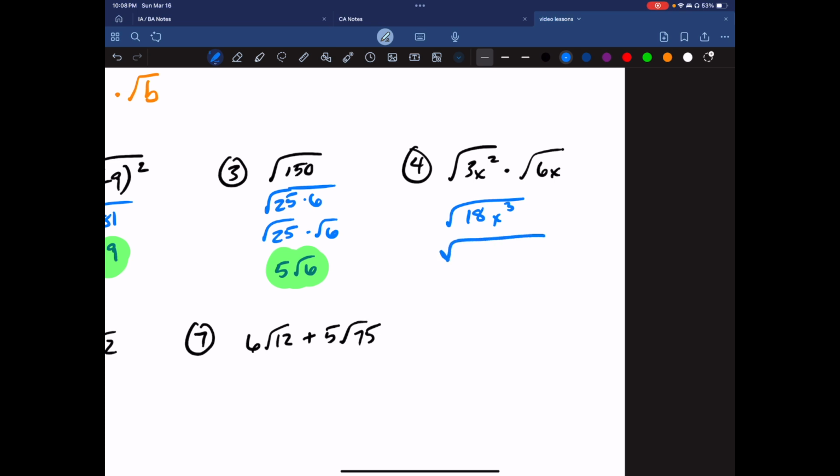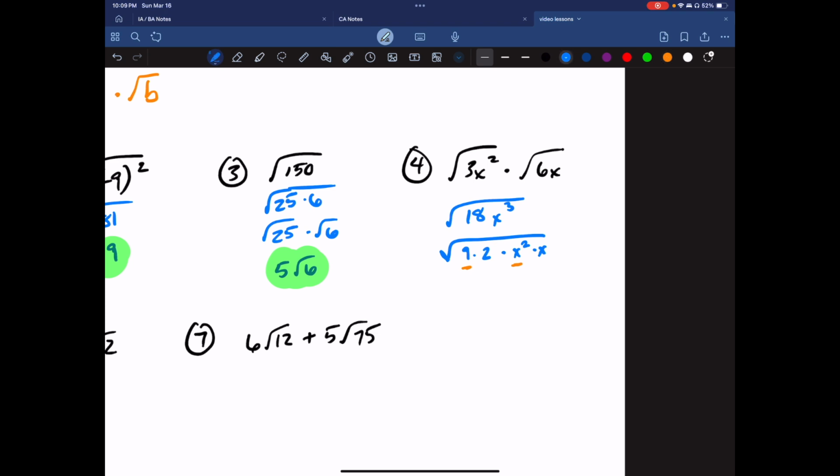If you've ever done prime factorization, it's essentially what we're doing, but we're doing it in terms of perfect squares. So I'm going to say 9 times 2, and then if I break the x cubed into x squared times x, then I can take this out. I can actually take out the 9 and the x squared, and whatever's left inside, I'll multiply together.